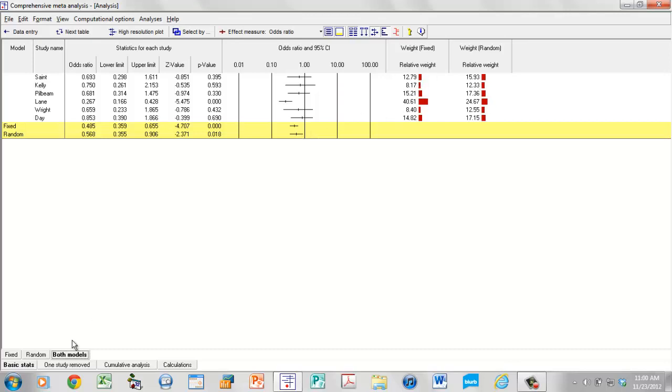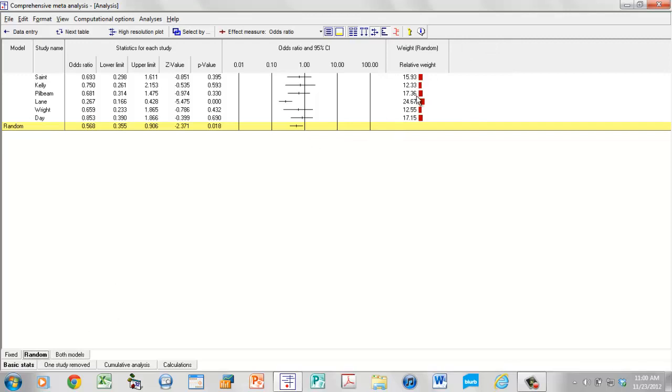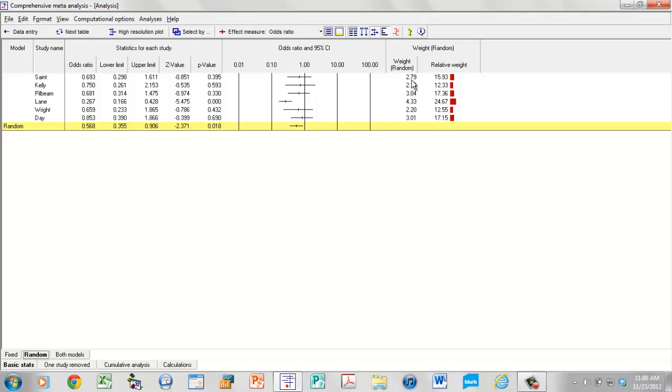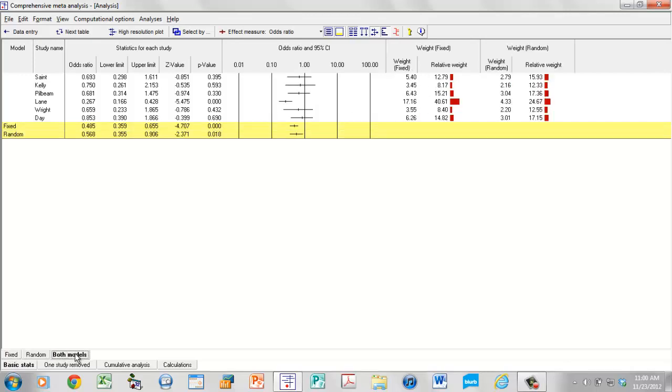Just looking at the random effects model for a minute, what I find useful to do is to think about the relative weights and the raw weights. So if we show the raw weights, the raw weight represents the total amount of information that is carried by each study, whereas the relative weight represents the relative amount of information, obviously. So the raw weights really are what determine how wide the confidence interval is over here. Let me bring back the fixed effect weights as well for a minute. And in fact, let me show them both simultaneously.